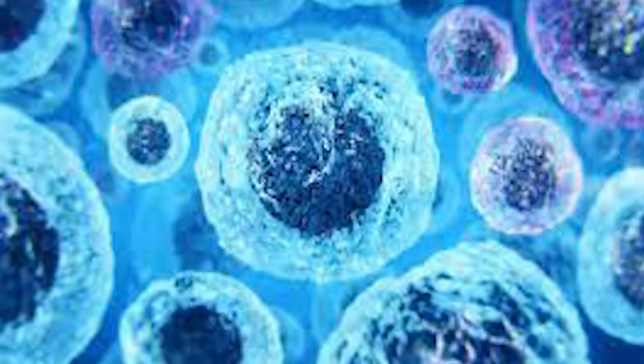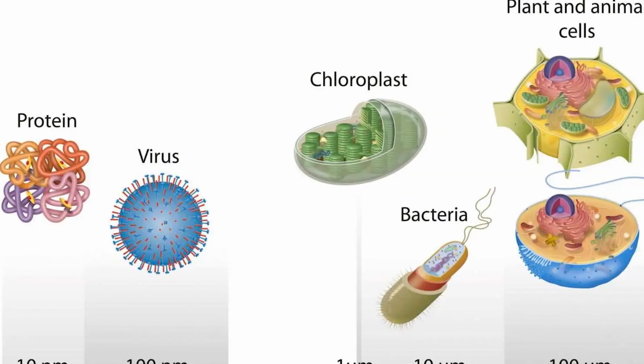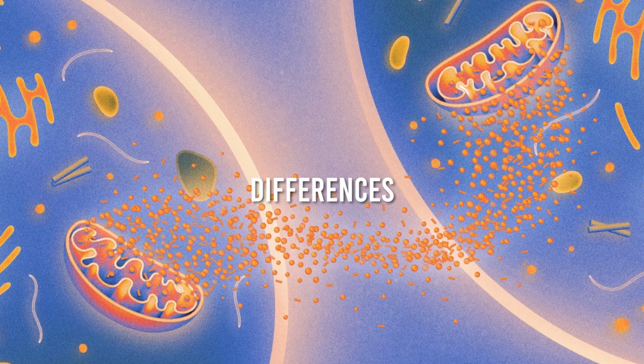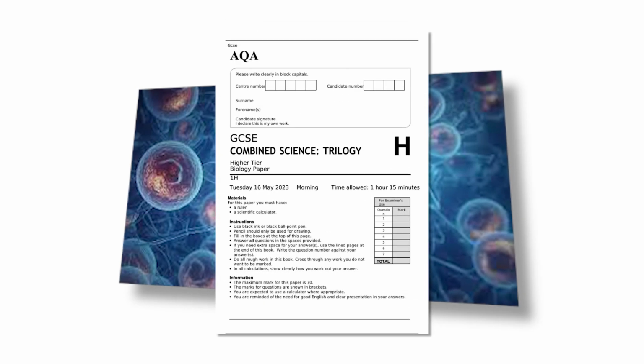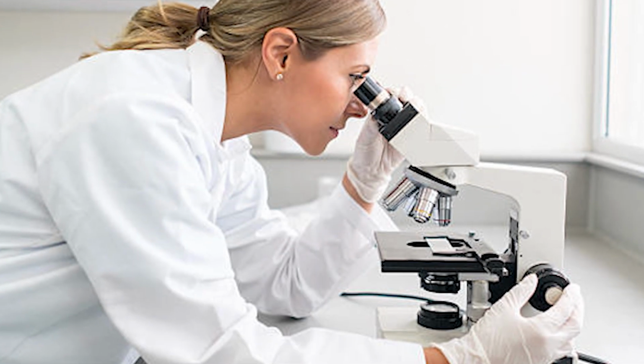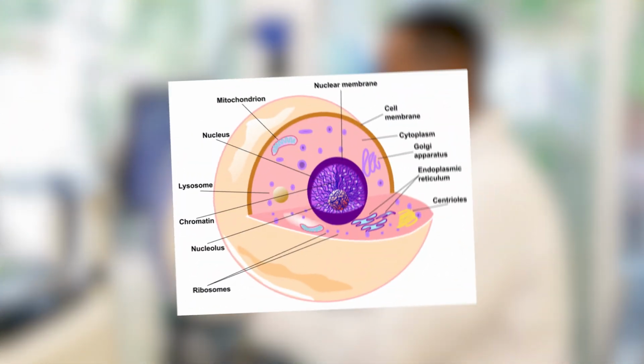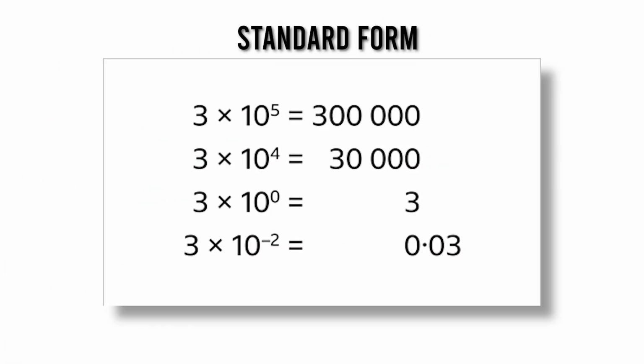Cells are the building blocks of all living organisms, but their sizes vary dramatically. Understanding these differences is essential for GCSE biology, and today we'll explore the relative sizes of cells, their components, and how to compare them using standard form. Let's start by considering the scale of cells.